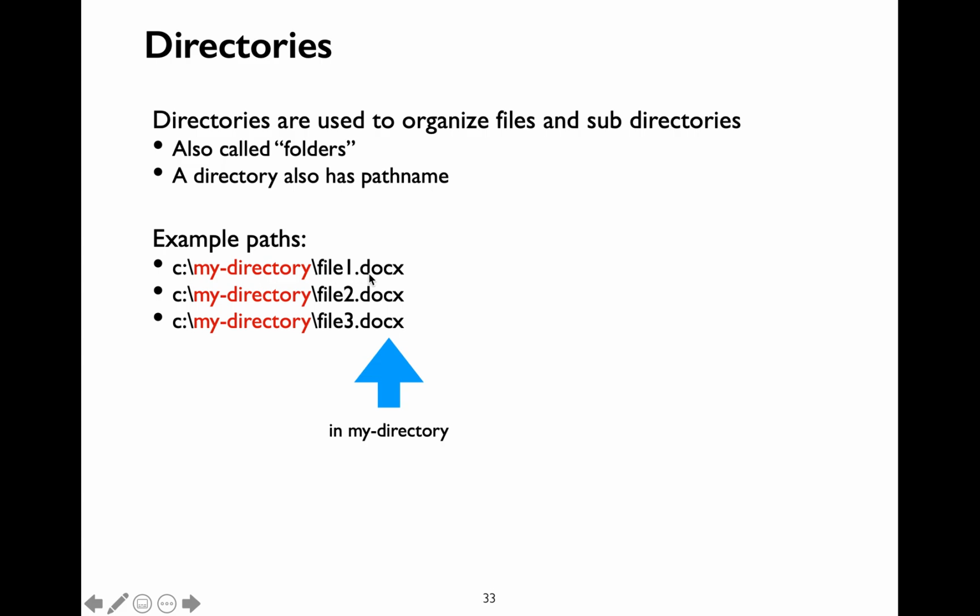If you were to mention the path name for each of those files, you'll be mentioning the drive letter, which is C colon. Following that, you'll have a backslash as a separator, then the directory name, which is my-directory. Then you'll have another backslash to separate the directory name from the actual file name, which is file1.docx. The .docx is the extension of this particular file.